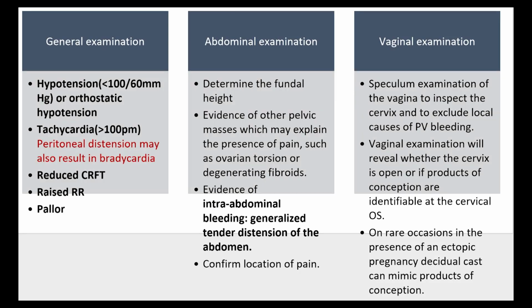In general examination, we can identify the following signs: hypotension, tachycardia, reduced capillary refilling time, raised respiratory rate, pallor. In abdominal examination: intra-abdominal bleeding, generalized tenderness, distension of the abdomen. On vaginal examination, on rare occasions in the presence of an ectopic pregnancy, a residual cast can mimic products of conception.